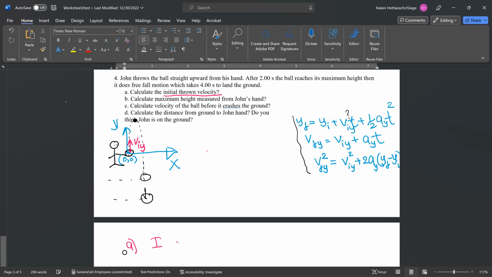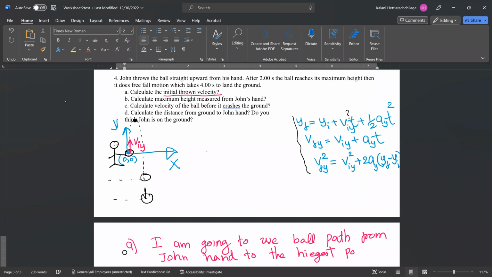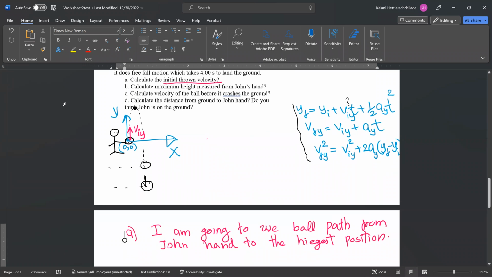I am going to use the ball path from John's hand to the highest position. That's what we're going to do for the first part. That is what I'm going to do. Somebody else can do something else, right?